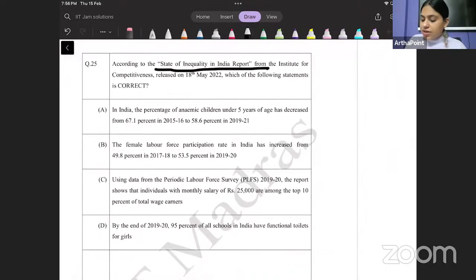According to the State of Inequality in India report from the Institute for Competitiveness released on 18th March, which of the following statements are correct?